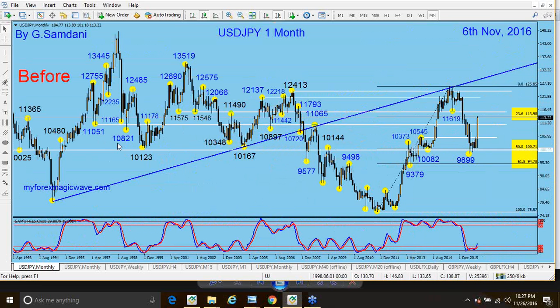Then we have 110.51. 108.21 is gone. 108.97. 110.51. Then 110.65. Then 111.78. 111.65. Step by step by step. Then finally 113.65. Why? Because my long-term chart is saying that we need to go back to the 23.6% line, which is 113.98. This is 113.65. So that was the ultimate target. Okay, so far so good.